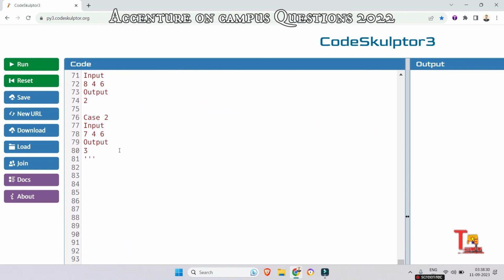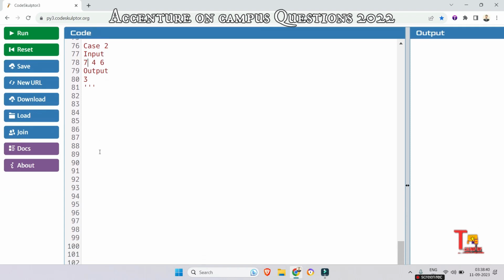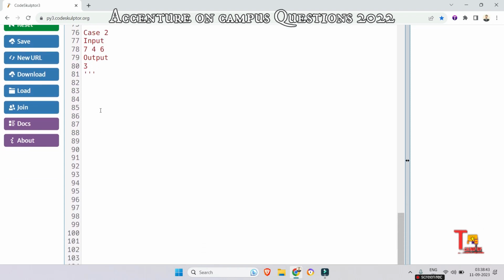In the second case as well, you can see that 7 is greater than 4. So 7 minus 4 is 3, and 6 minus 3 is 3, right? So that's why the output is 3. Okay, let's go and solve the question.